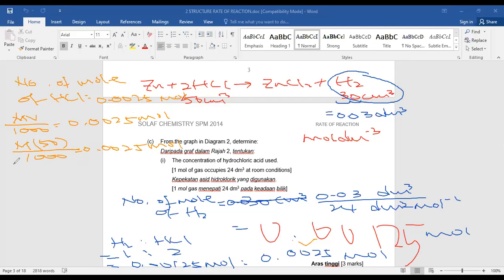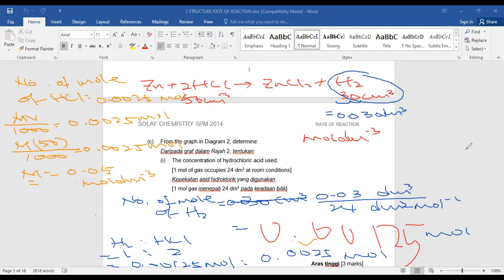Okay, someone press your calculator. How much is M? You are actually taking this 0.0025 multiplied by 1000 divided by 50. What is your answer? Someone? 0.05. Okay, now we know that this M is the concentration. Therefore, the unit will be mole per decimeter cube.